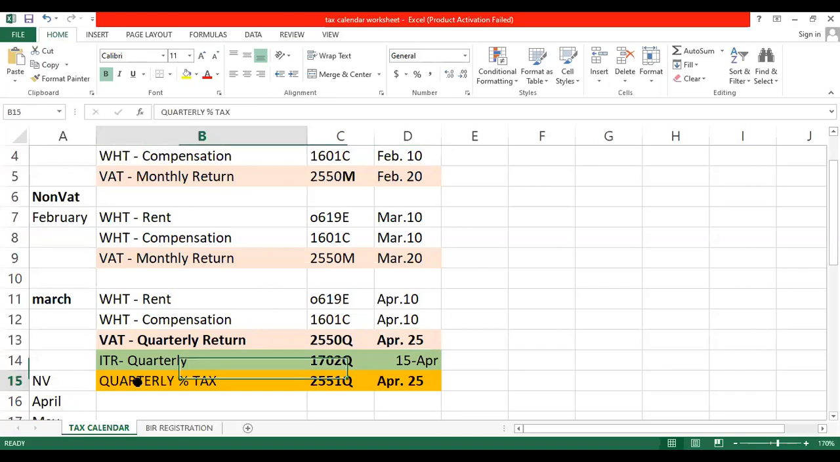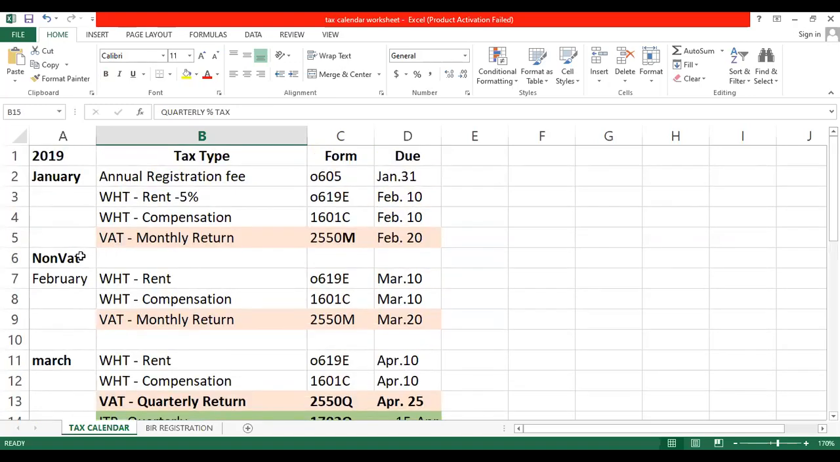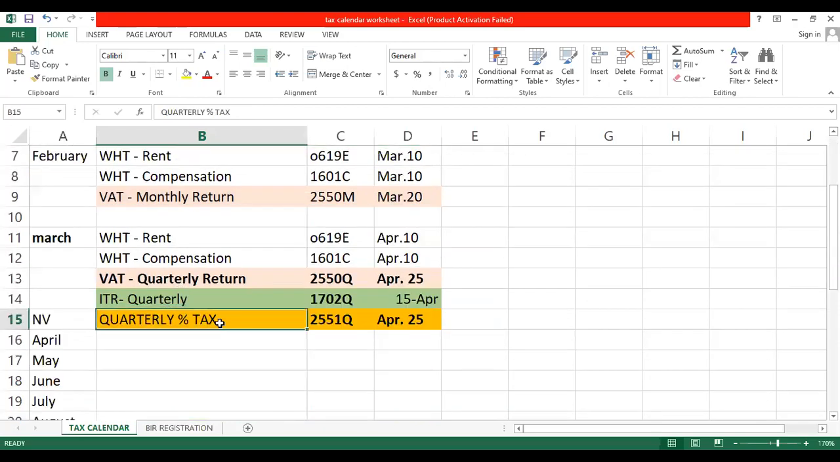Okay? Same is true with a non-VAT taxpayer. We have mentioned a while back that if the taxpayer is non-VAT, then they will not pay percentage tax every month, rather every quarter. And the due date would also be April 25. Now, while the VAT return is 2550Q, the percentage tax return is 2551Q. Okay? Again, Q stands for quarterly, and that is due on the 25th.